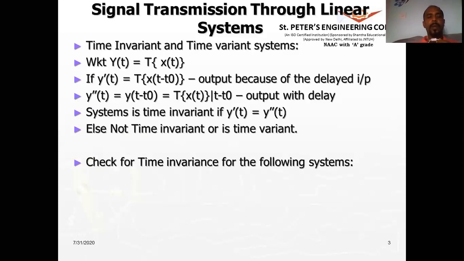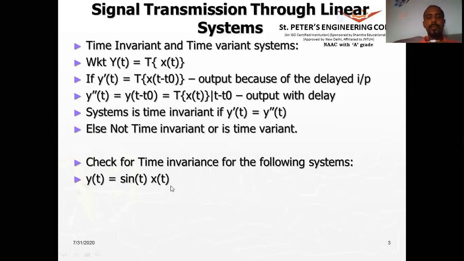Okay, now let us take some problems and solve. First system, y of t is equal to sine of t into x of t. As I said, x of t is the input, y of t is the output. What is the T operator performing here? It is simply multiplying the input signal x of t with another function, sine of t. Now let us see what is the first output. We have to delay the input by an amount t minus t naught. So where is the input? X of t is the input.